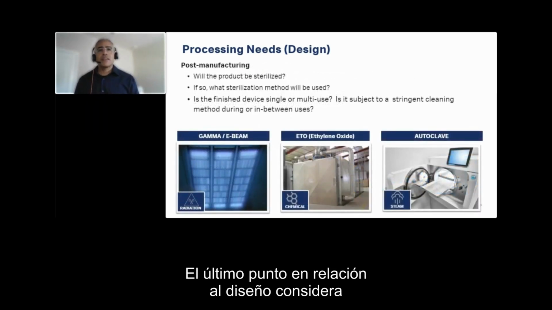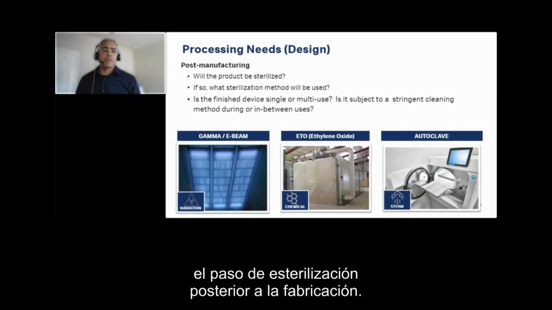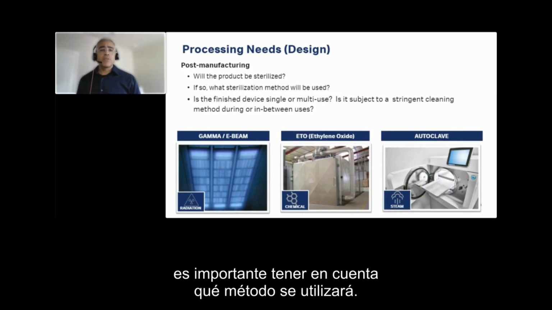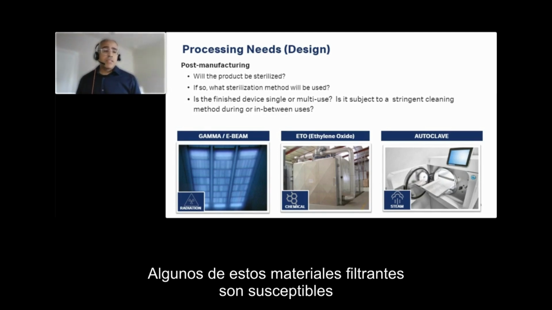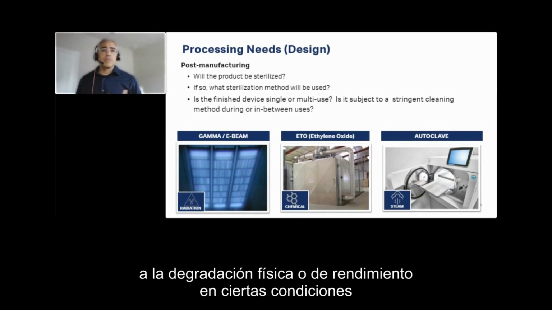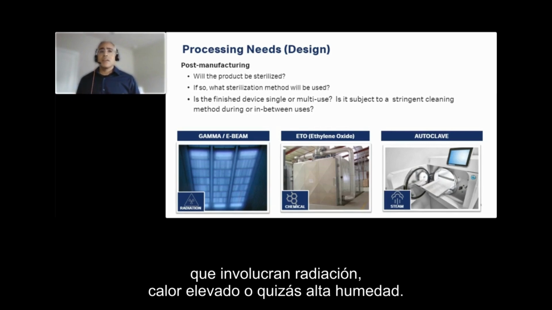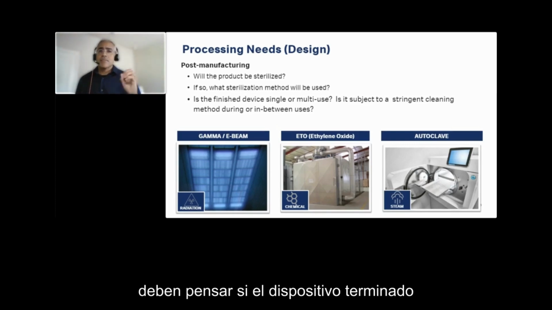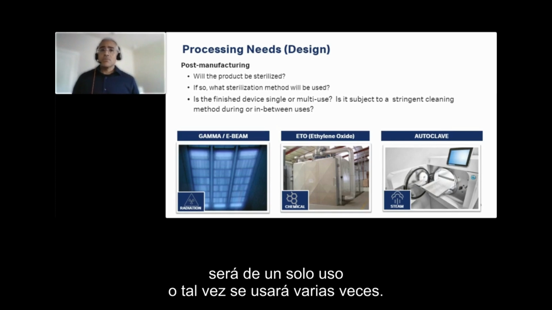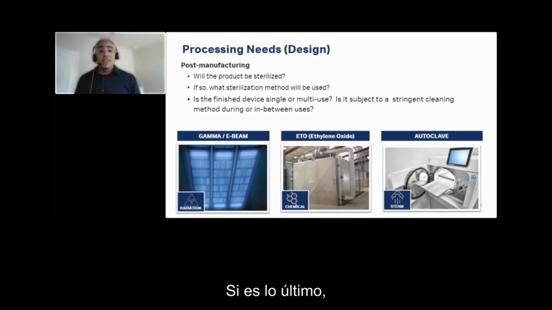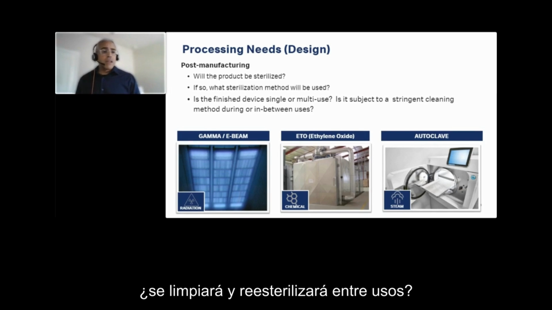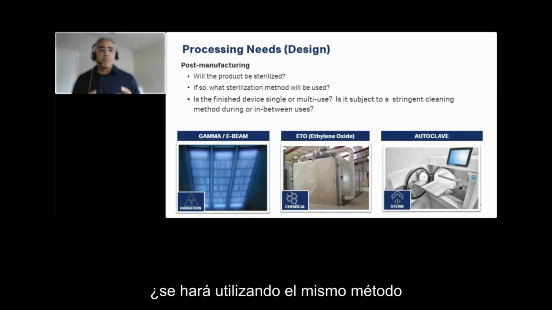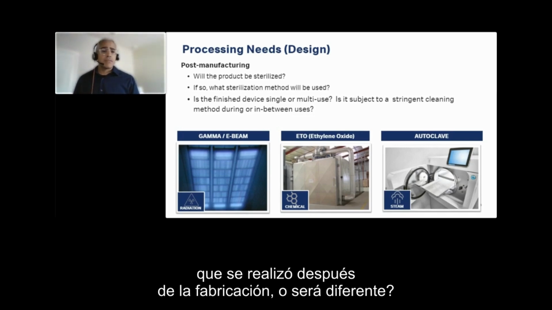The last point under design then takes into consideration the post-manufacturing sterilization step. If the finished device will be subjected to a sterilization process, it's important to note what method will be used. Some of these filter materials are susceptible to physical or performance degradation in certain conditions involving radiation, high heat, or perhaps high humidity. And also, think if the finished device will be one-time use or perhaps will be used multiple times. If the latter, will it be cleaned and re-sterilized in between uses? And if so, will it be done using the same method as it was done post-manufacturing, or will it be different?